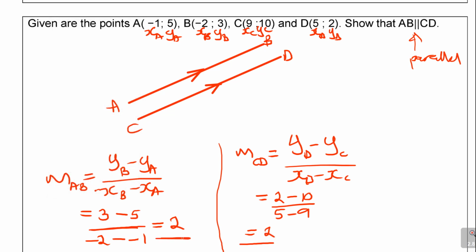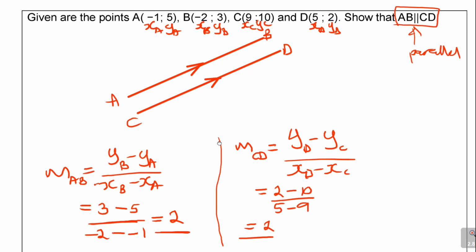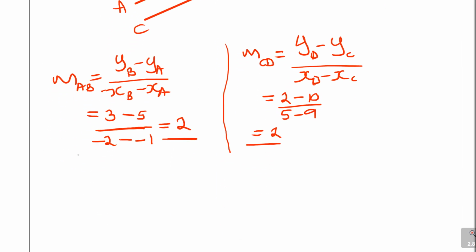Now look at this. The question is, you are given these points, show that AB is parallel to CD. You are going to say the gradient of AB is equal to the gradient of CD, which is equal to 2. Therefore, AB is parallel to CD.